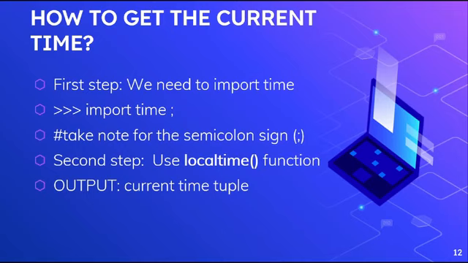Let's move on in getting the current time. To get the current time, first we must consider importing the module time. Second, we are going to use the localtime function to get the output current time tuple. Let's demonstrate and try to get the current time.